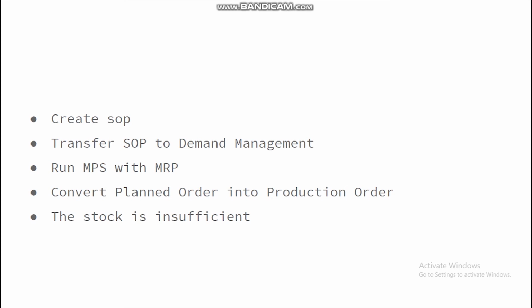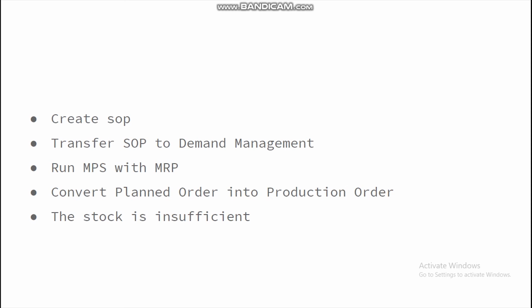As I explained earlier about demand management, in this process, the planning for the smartphone product will be broken down into the individual components that belong to this group. And then run MPS with MRP. We will run MPS to generate a series of planned orders from SOP and demand management, and the materials will be generated from the bill of material that has been created.